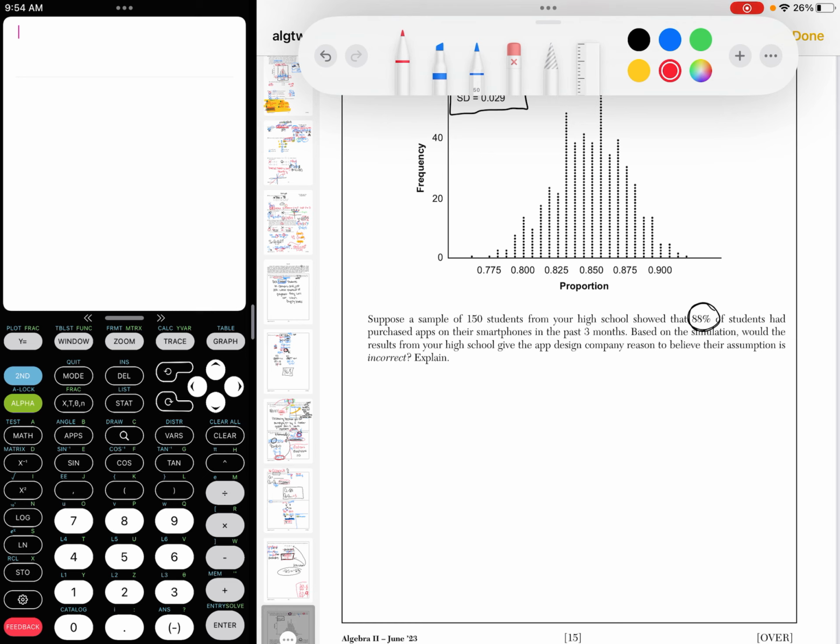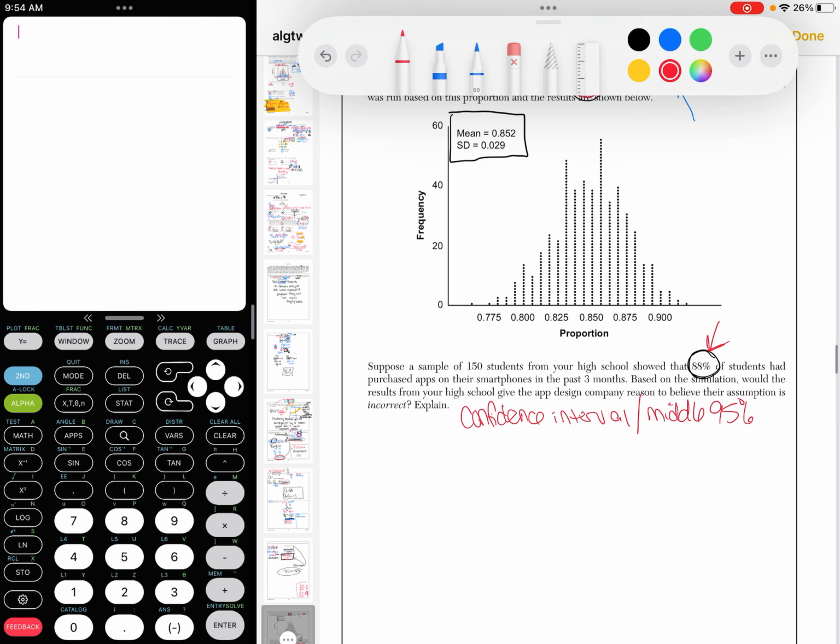Those are just some of the keywords we talked about in this unit. To figure out if 88 is a realistic, possible, plausible number, we have to find the confidence interval, which is also known as that middle 95%. If that 88% falls within that confidence interval in the middle 95% of data, it's incredibly likely to happen. Okay, so I need to first find my middle 95%.